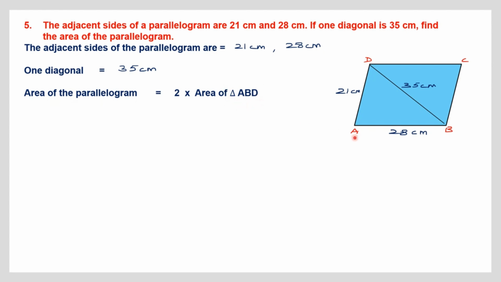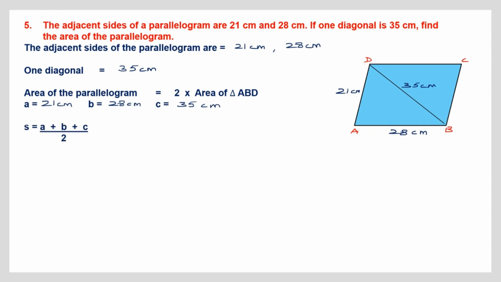For that, we need to consider the sides here. We can consider this as side A, side B, and side C. So A will be 21 centimeters, B is 28 centimeters and C is 35 centimeters. Now that we know the sides, we can find the semi-perimeter. How do we do that? A plus B plus C divided by 2.